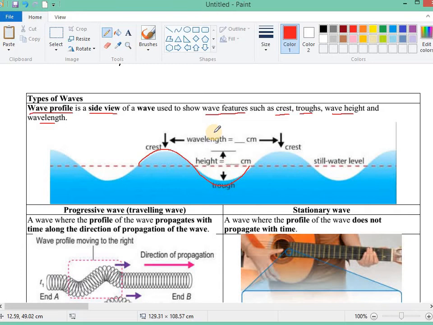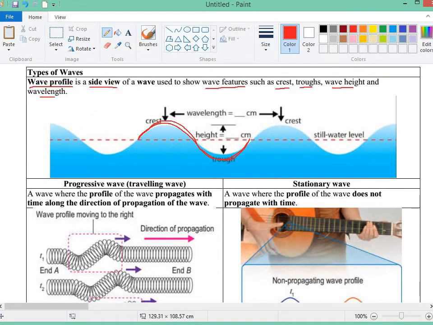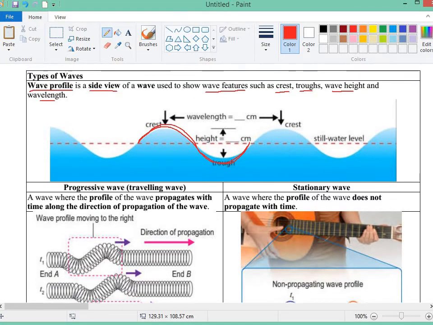So a wave is also the same thing. How are you going to describe a wave? You need to describe it using the features. So where can we get the features or the characteristics of the wave? From the wave profile, from the shape. From the shape of the wave, we get the wave profile. Okay, so that is the wave profile.